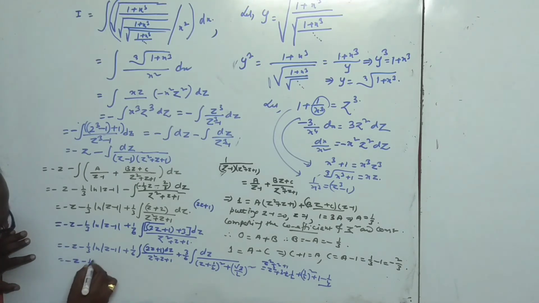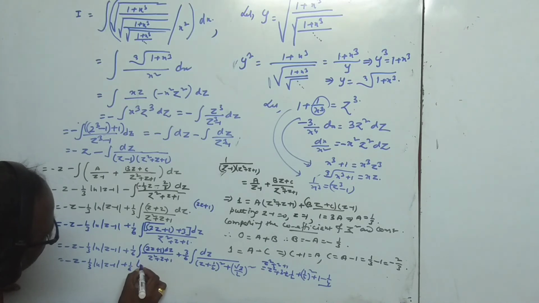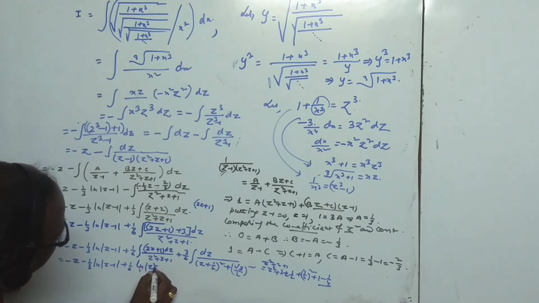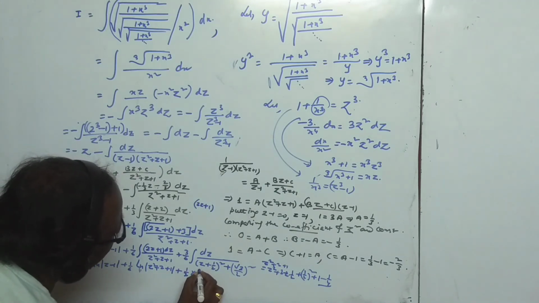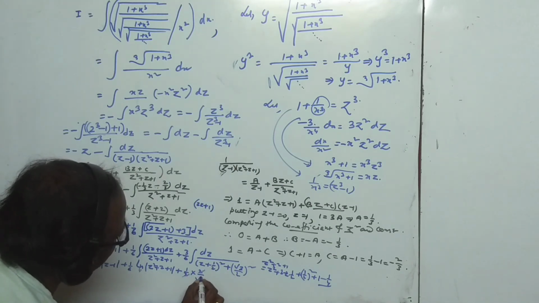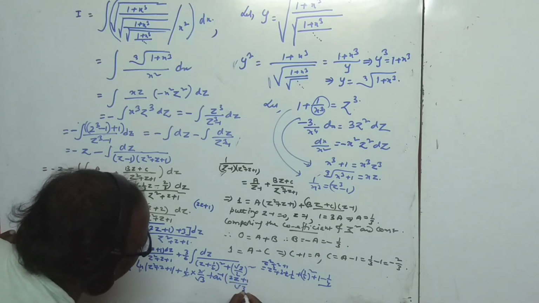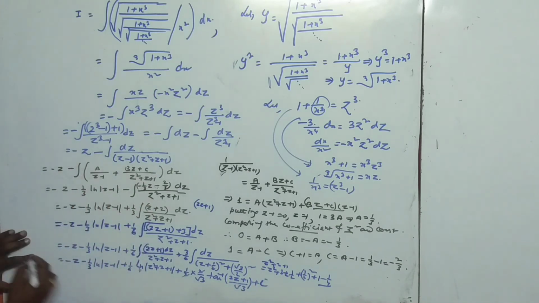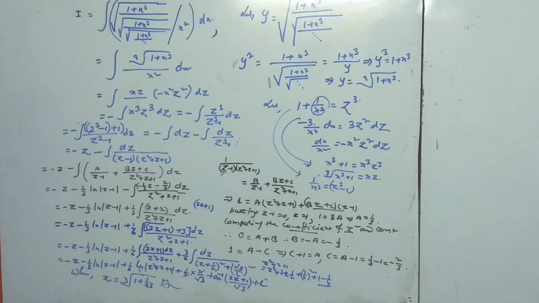minus z minus 1/3 ln z minus 1, plus 1 by 6 ln mod of z square plus z plus 1, and that is 1 by 2, 1 by a, 2 by root 3 tan inverse of 2z plus 1 by root 3, plus 1 plus c, where z is equal to cube root of 1 plus 1 by x cube. Okay, and this is the answer.